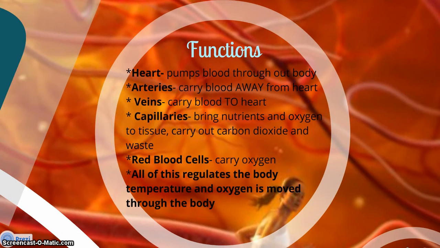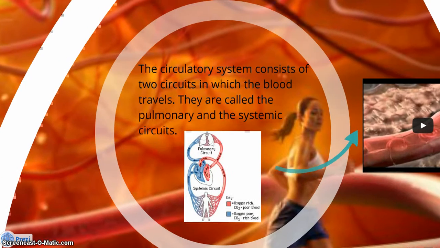Functions. Heart pumps blood throughout the body. Arteries carry blood away from heart. Veins carry blood to heart. Capillaries bring nutrients and oxygen to tissue, carry out carbon dioxide and waste. The circulatory system consists of 2 circuits in which the blood travels.